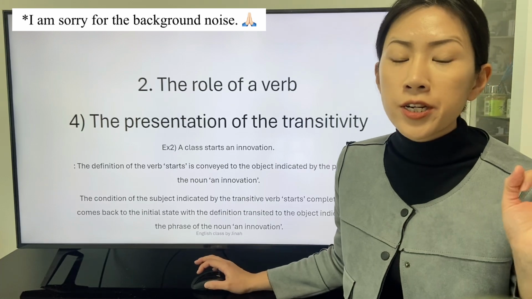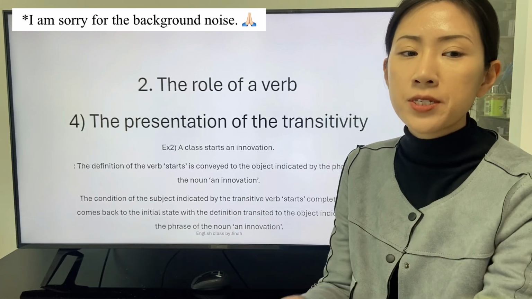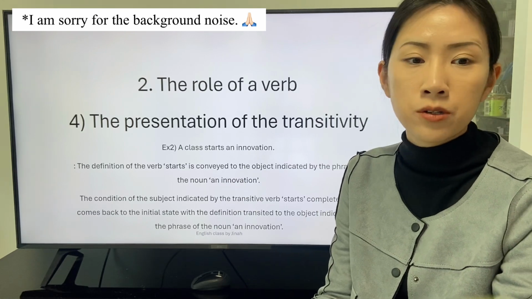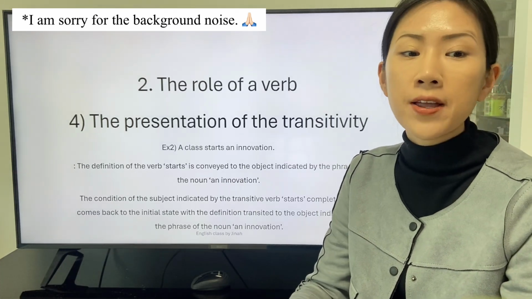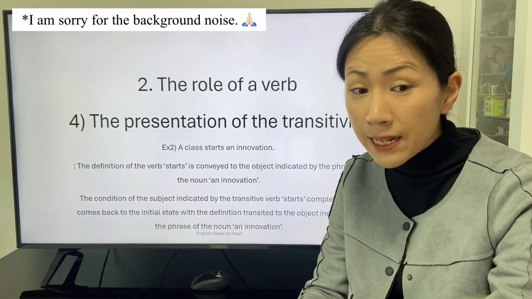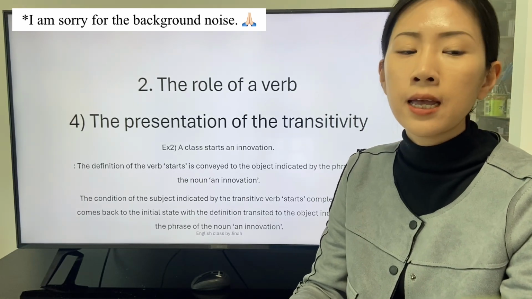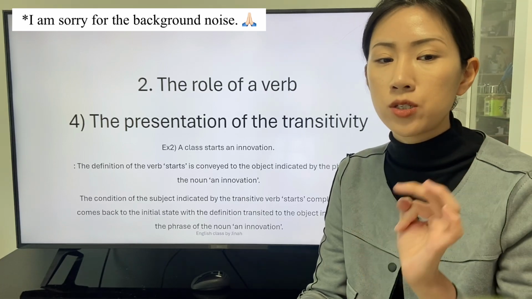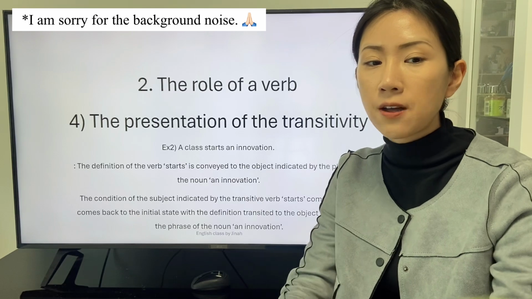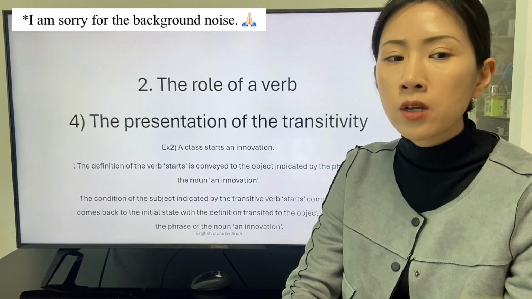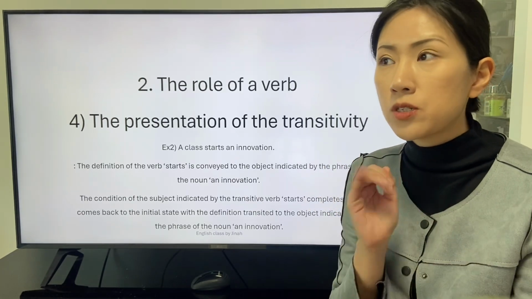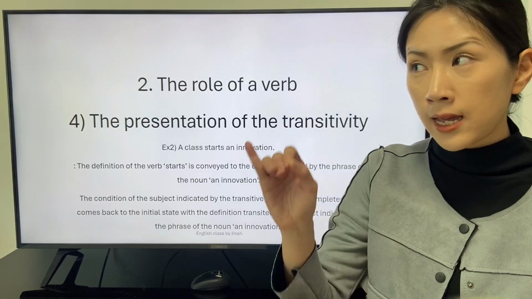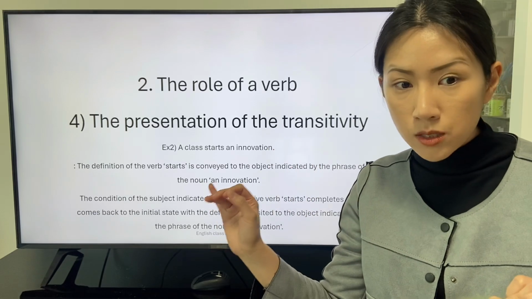A class starts an innovation. The definition of the verb starts is conveyed to the object indicated by the phrase of the noun an innovation. The condition of the subject indicated by the transitive verb starts, completes, and comes back to the initial state with the definition transited to the object indicated by the phrase of the noun an innovation. So the definition of the verb starts from the subject of class and ends with the object an innovation.